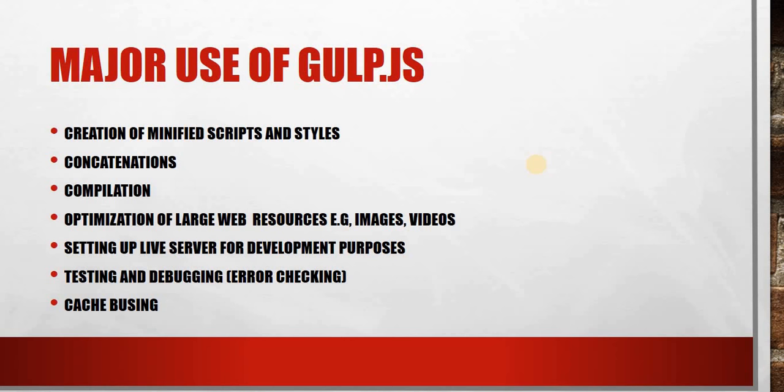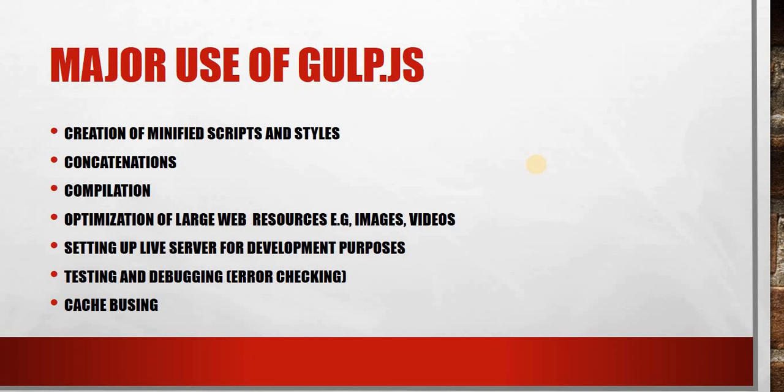Another point is Gulp.js is used for concatenation. If you have like 4 or 5 JavaScript files, it can automatically bring them into a single file for you. It will help your web browser locate this file and load it faster. So you can write 5 to 10 scripts, and at the end Gulp will just bring everything together. Gulp is also good at compiling code. Very good in that area.